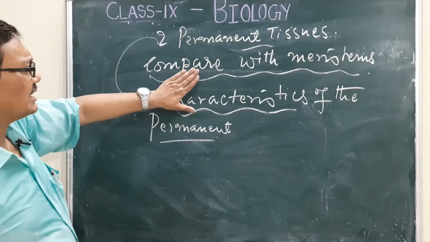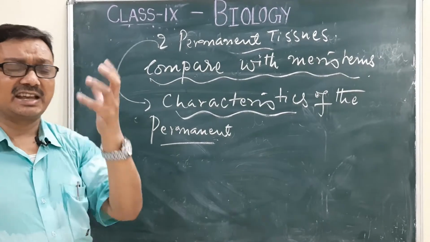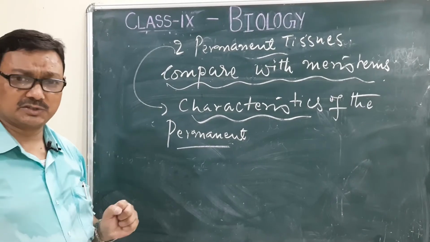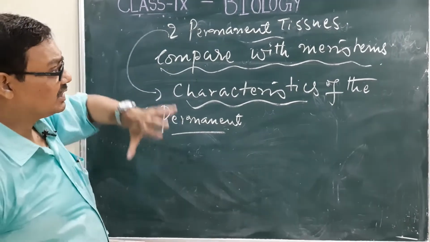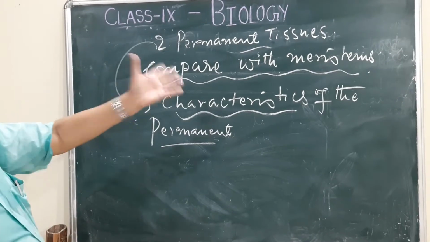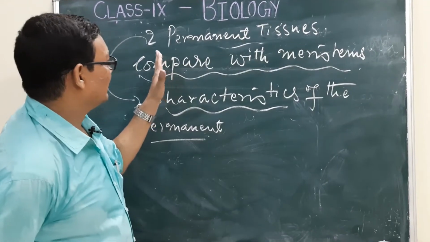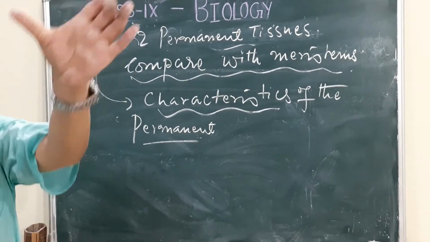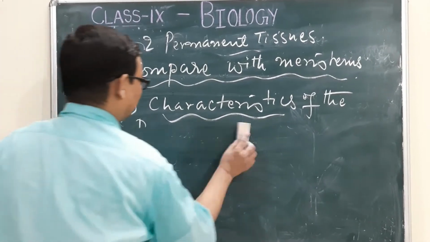Like you have seen in the case of the meristems, there is dense cytoplasm, a prominent nucleus, absence of vacuoles, and no intercellular spaces. Similarly, here one by one, if you pick up those points and write them and compare with the permanent tissue, then you will get the complete characteristic features of the permanent tissue. How? May I write here?